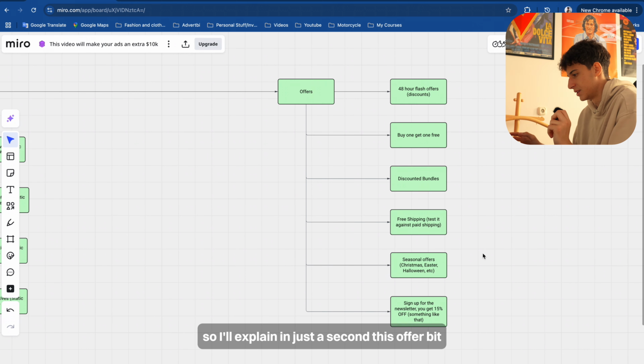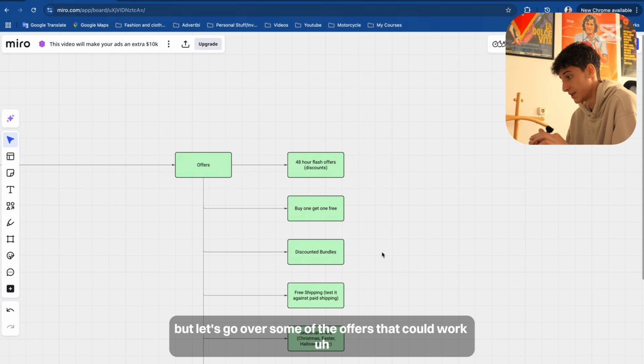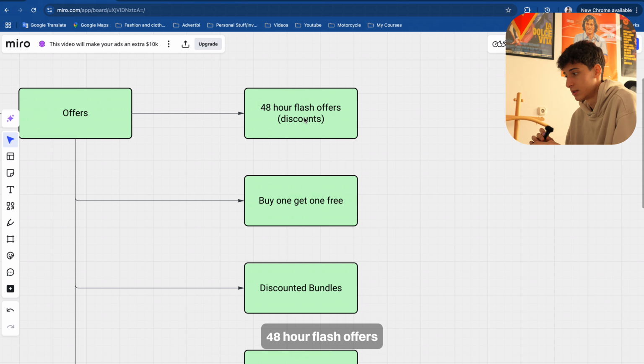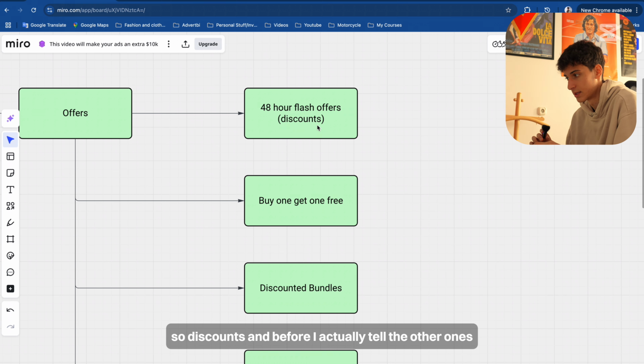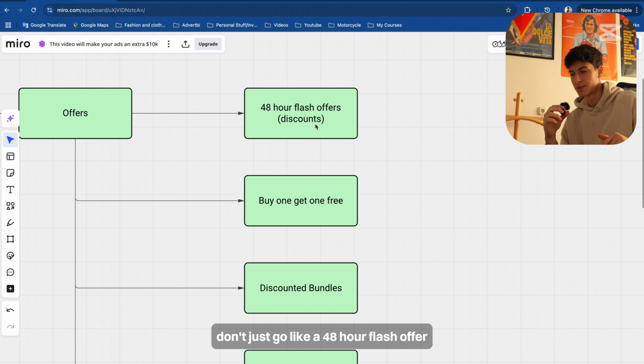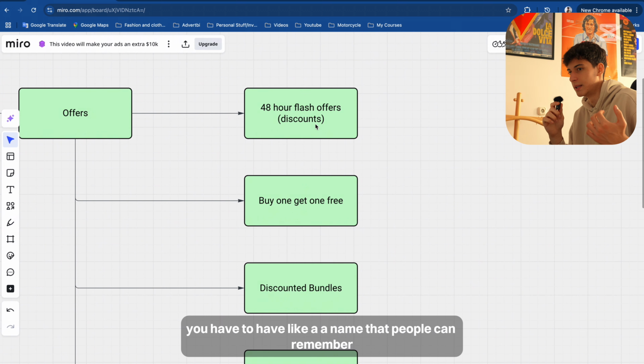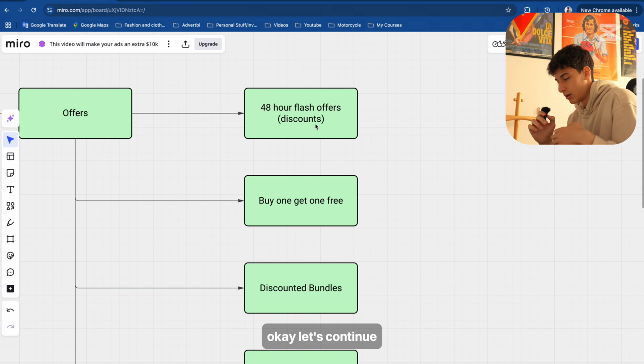So I'll explain this offer bit in just a second, but let's go over some of the offers that could work. 48-hour flash offers, so discounts. And before I go over the other ones, a quick side note: each one should have a compelling name. Don't just go with a 48-hour flash offer for my backpack. That's just boring. No one's gonna buy, even if it's a 10 to 50% discount. You have to have a name that people can remember, people can take action on. Okay, let's continue.